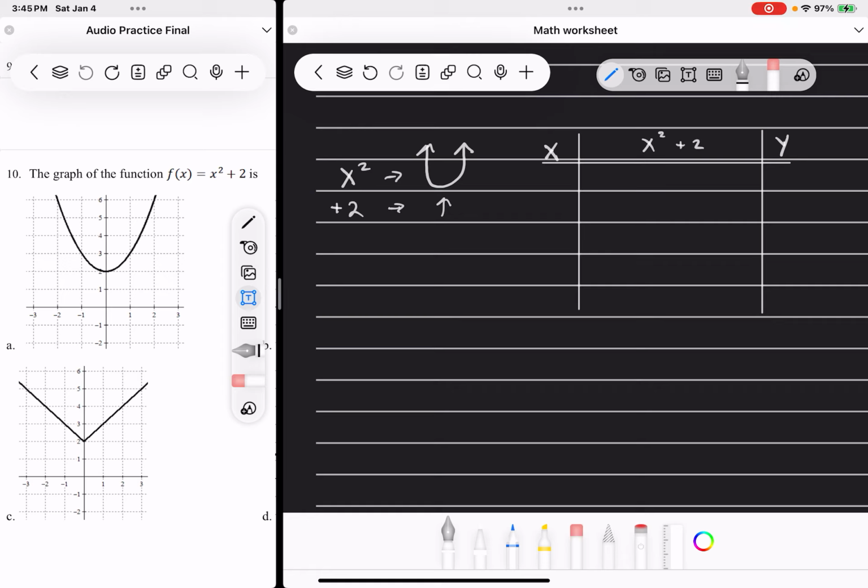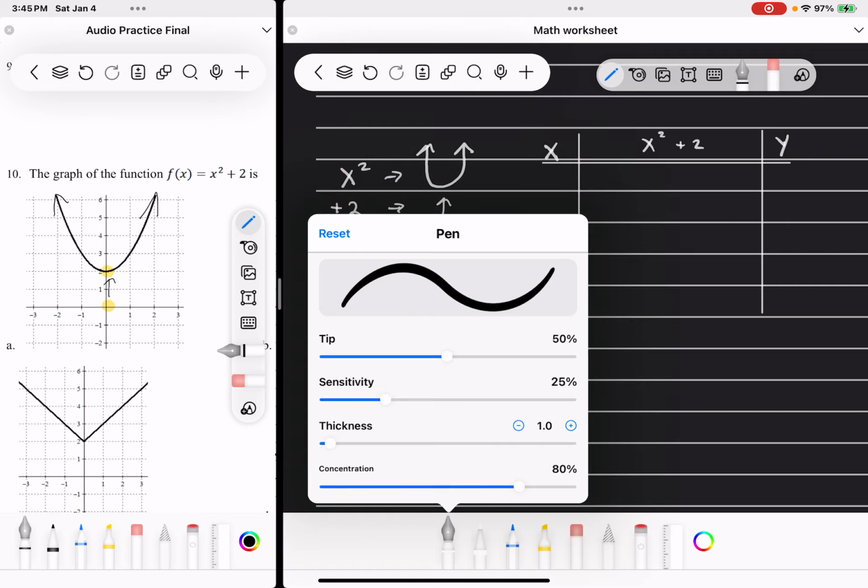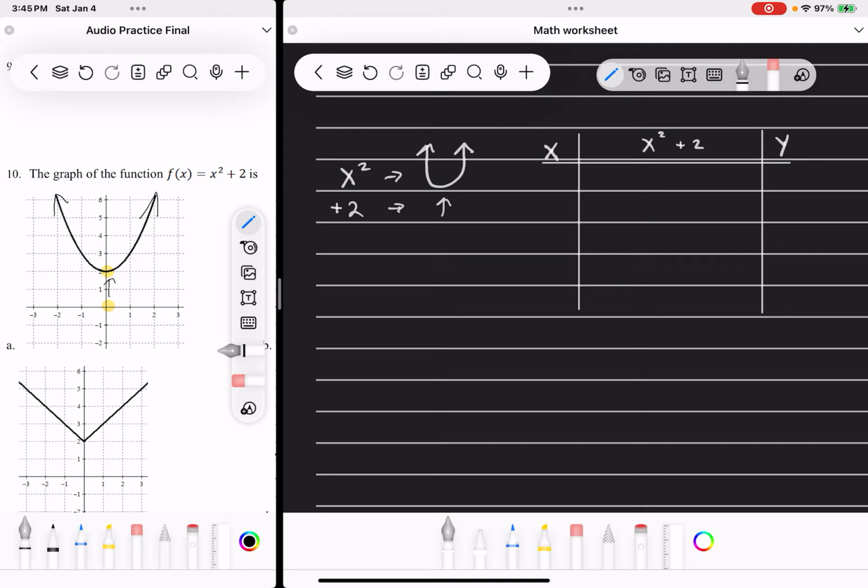So if we look at this, we can tell that for the graph that we have, this right here would be it, because from origin, we go up 2 spaces, and it has the shape of the parabola. So we already know the answer is A. Let's prove it now with our calculation.